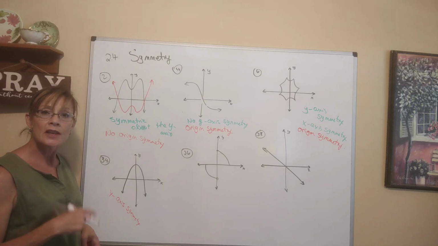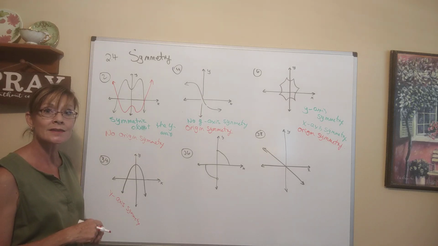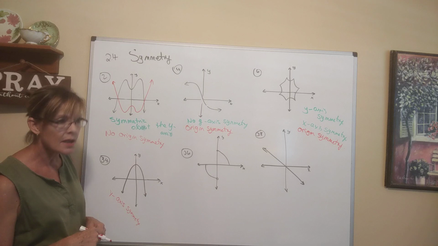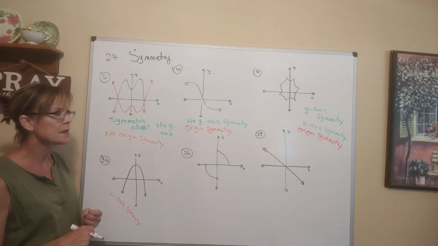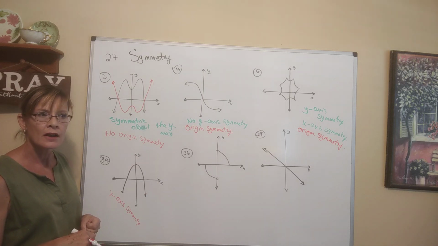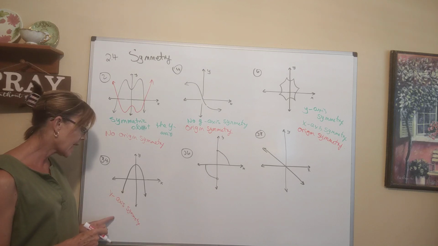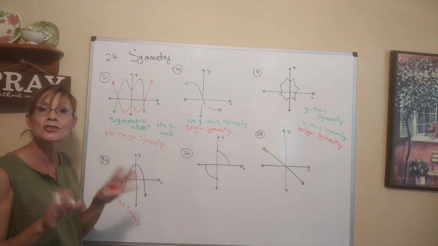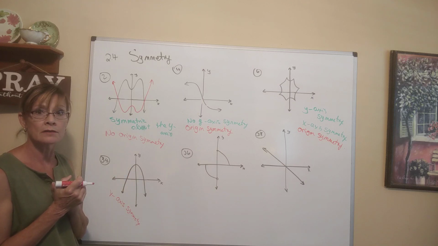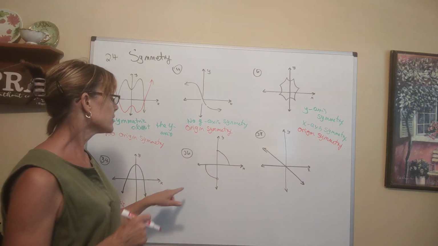So now let me let you off the hook a little bit. If it's a function and has y-axis symmetry, then it will not have origin symmetry. It will have either one or the other. So this is a function. Since it has y-axis symmetry, I don't even need to check for origin symmetry. So we're done.